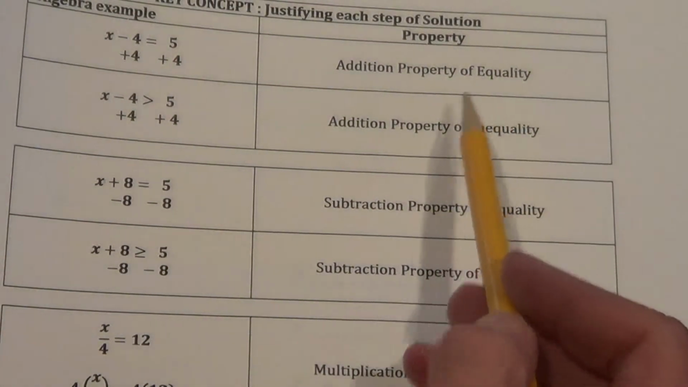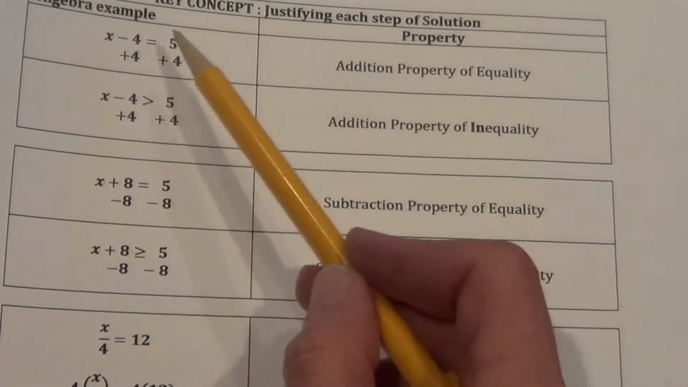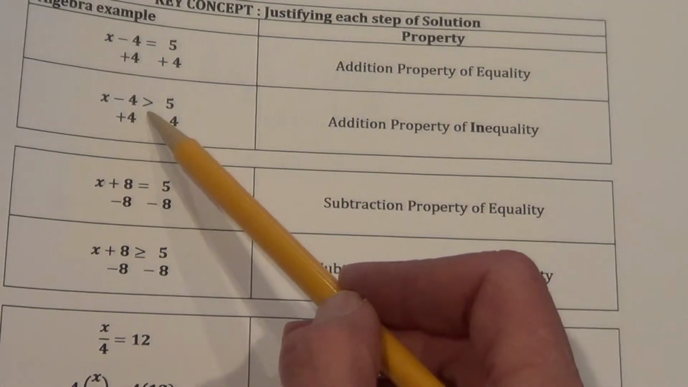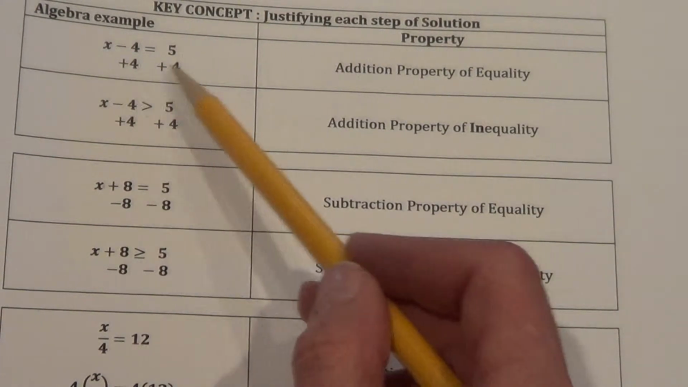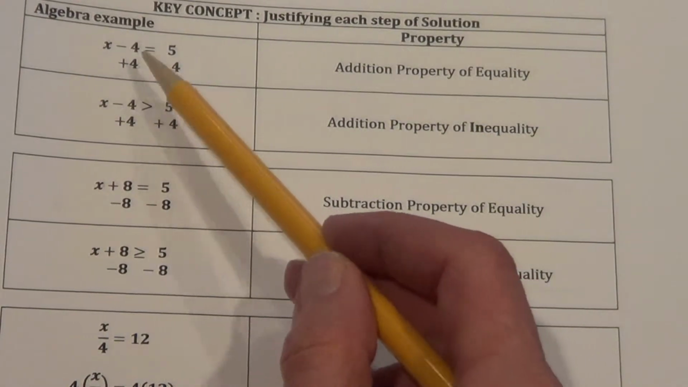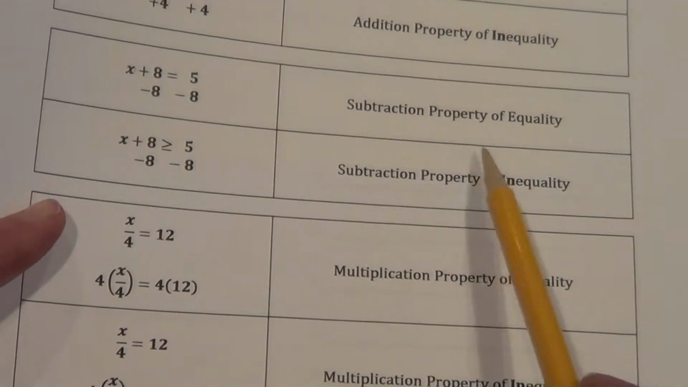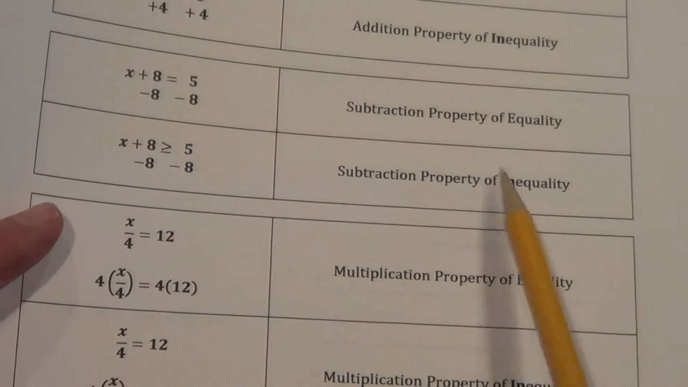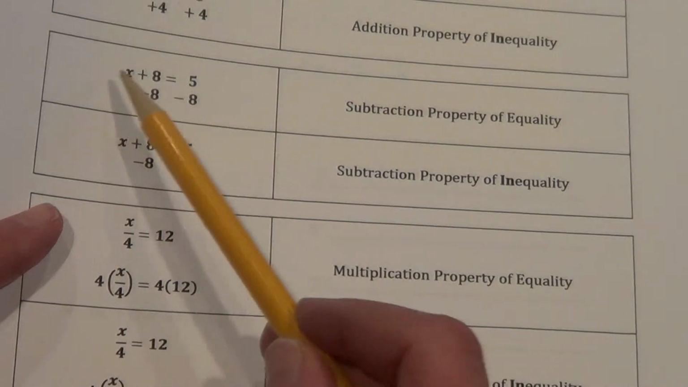Addition property of equality and addition property of inequality. The only difference is that one's with an equal sign, one's with a less than or greater than sign. But what you're basically doing is adding to each side of the equation to solve for x. Subtraction property of equality or inequality is any time that you need to subtract from each side to get x alone.